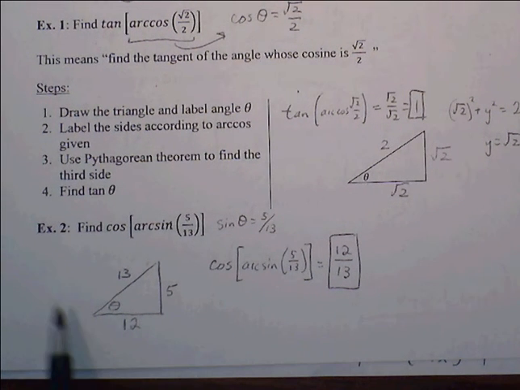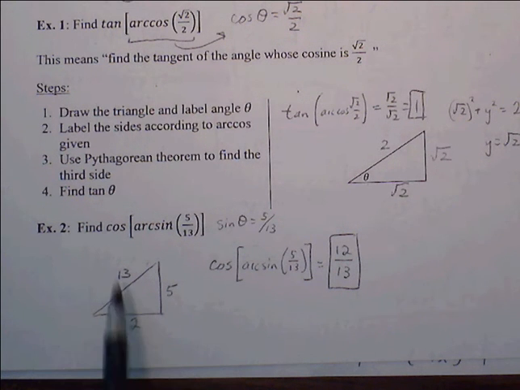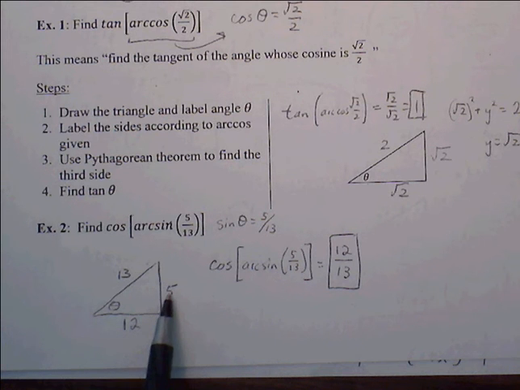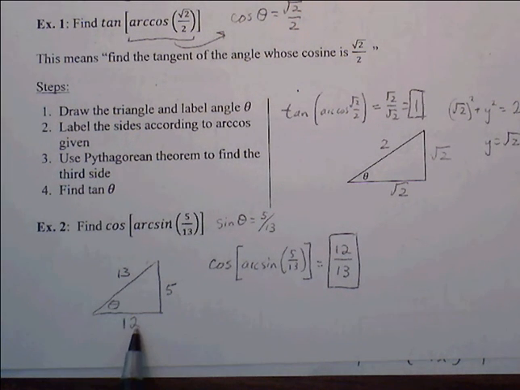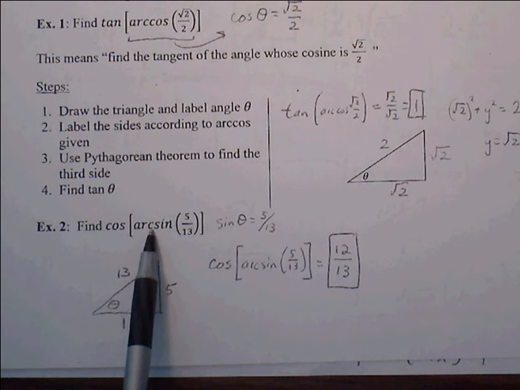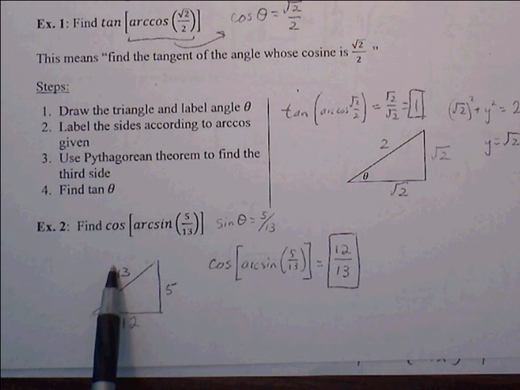Once we have 5 and 13 as the opposite and hypotenuse, we can figure out the adjacent by going to the Pythagorean Theorem. Or this is a Pythagorean triple if you remember this 5, 12, 13 triangle. But we can do 5 squared plus x squared equals 13 squared. Solve for x, we get 12. Once we have this, we can find the cosine of this angle. Cosine of theta is simply adjacent over hypotenuse, so 12 over 13.